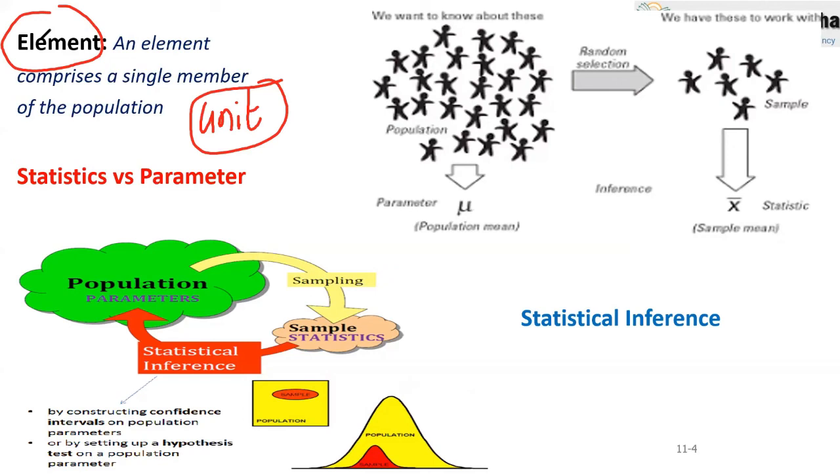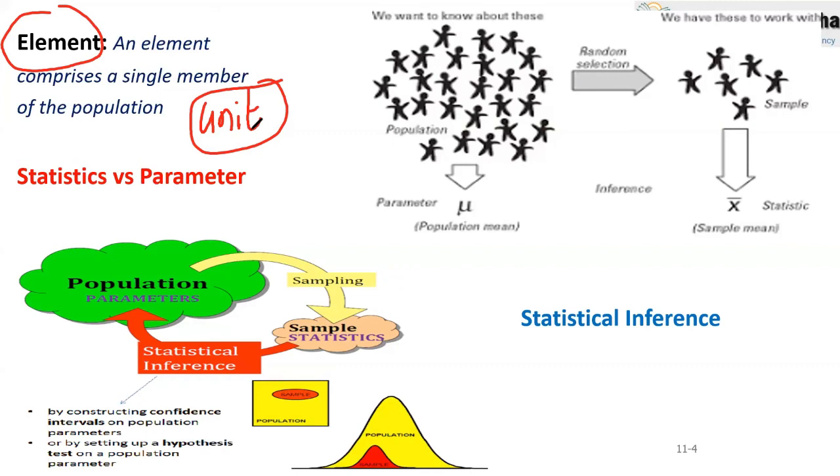The element or unit may be an individual. The unit may be a company. The unit may be a patient. The unit may be a student. The element or unit may be a customer. So you have to define from whom I am going to collect the data. This is called population unit or sample unit, because the unit is the same.